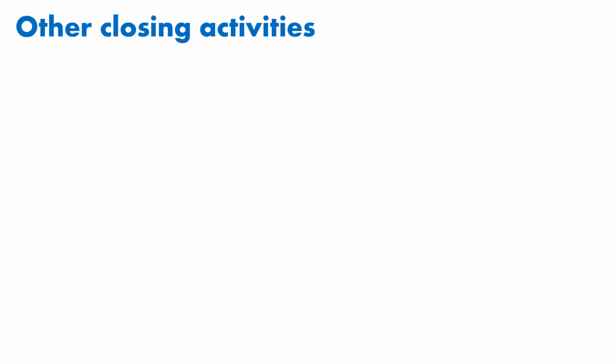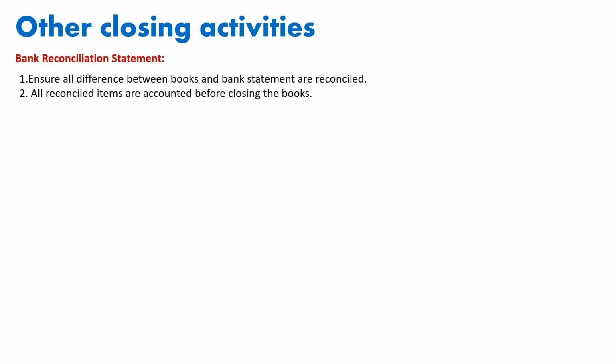Other closing activities. Now let's understand the different other activities you need to perform before you close your books or before you start your financial statements. The first one is BRS, Bank Reconciliation Statement. Ensure all differences between books and bank statements are reconciled. All reconciled items are accounted before closing of the books, right? Don't leave any entry pending in the bank reconciliation statement unless something is very gray or you don't understand it, which can be investigated in a subsequent month.